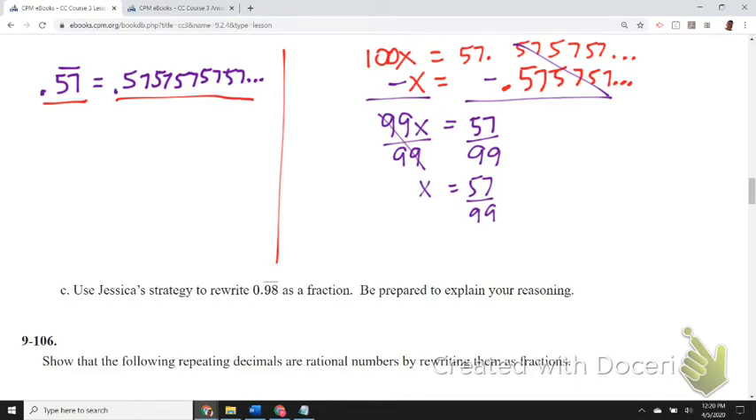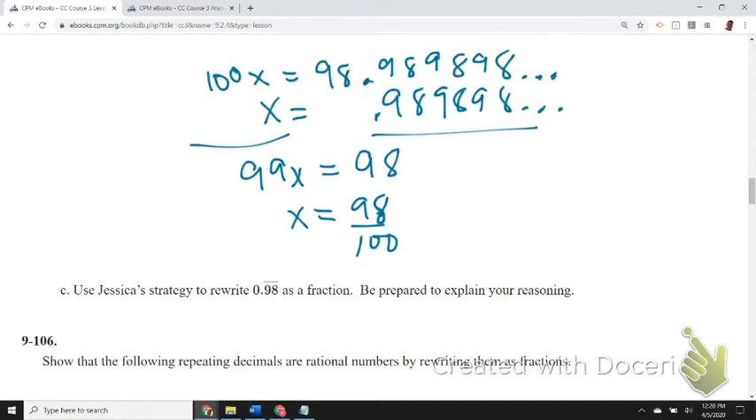So 105 in question C says use the same strategy to rewrite 0.98 with a bar over it as a fraction. Be prepared to explain your reasoning. Okay, so in your notes, I want you guys to do this problem on your own, very much like the example that you just saw. And then in a short sentence, just explain your reasoning.